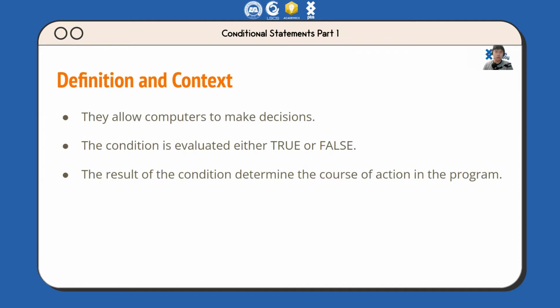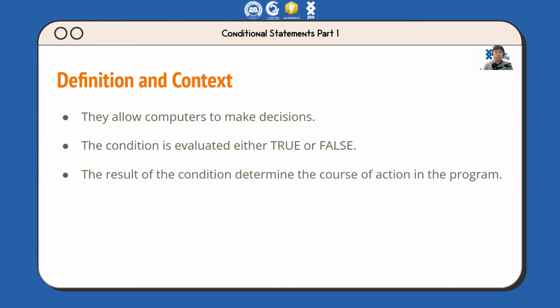In the case of the C language, 1 will be denoted as true and 0 will be denoted as false. As you may know, guys, the C language does not have Boolean. So to replace that kind of variable, they use 1 or 0 to denote true or false. And the result of the condition will determine the course of the action in the program.